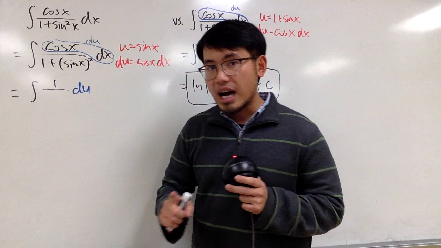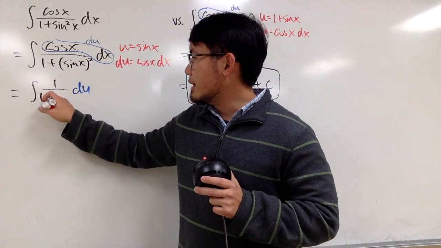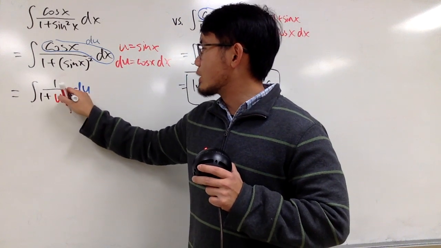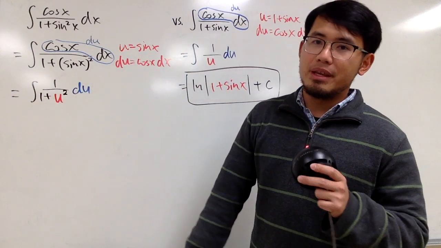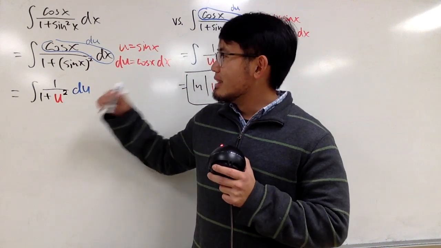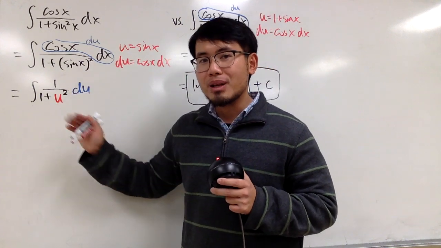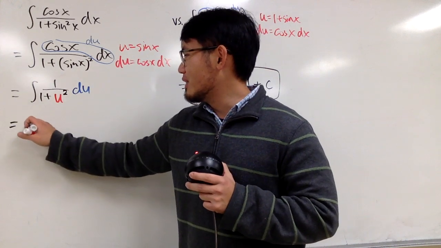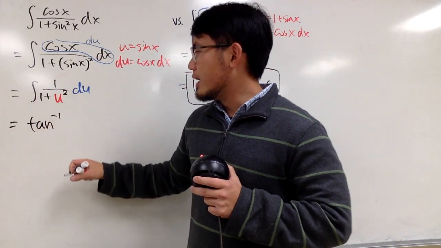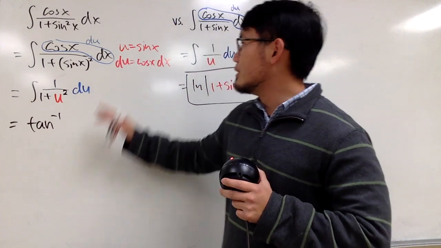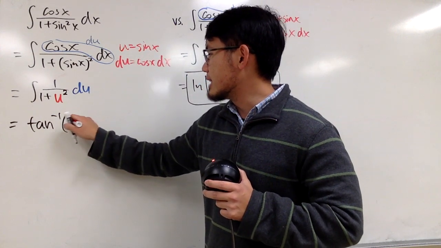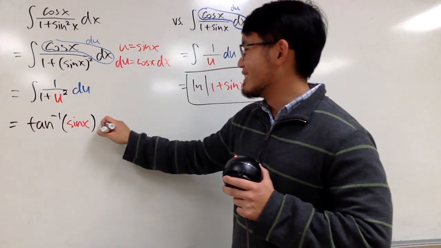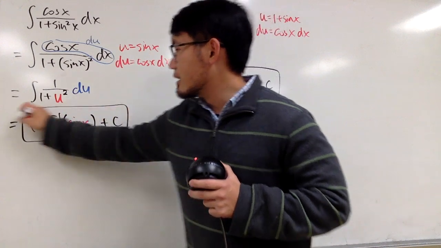And for the denominator this time, we will actually get 1 plus, and this is the u, so we have u squared like this. And you have to ask yourself, the derivative of what will give us 1 over 1 plus u squared? And the answer for that is inverse tangent. So this right here gives us inverse tangent of u, and u is sine x, so I'll put that inside right away, like this. Okay? And we are done. Put plus c, and this is it.